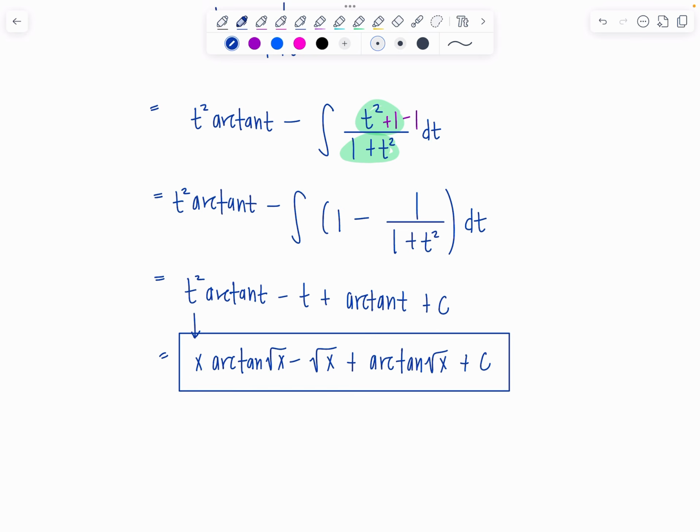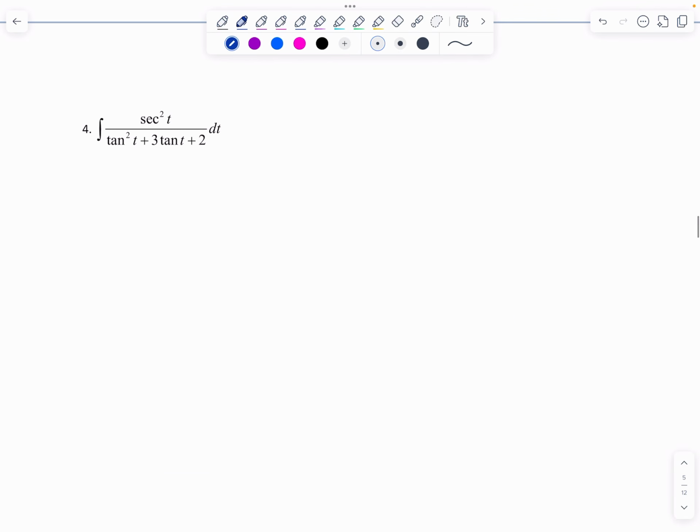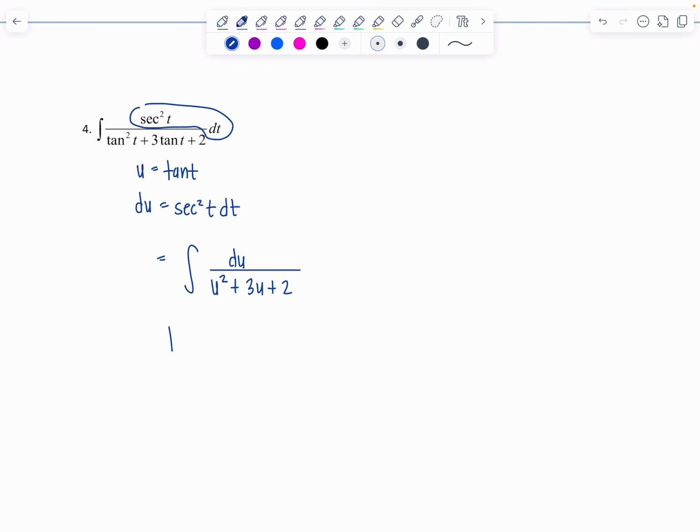Great. Okay, next one. This one you have to make a u sub first, and then you do partial fractions. Hopefully this little secant squared t dt is screaming at you. Let u be tan t, then du is secant squared t dt. So then your integral becomes du over u squared plus 3u plus 2. So it's partial fraction time. So this is just going to be two linear factors, really relaxing. So we'll have A over u plus 2 plus B over u plus 1.